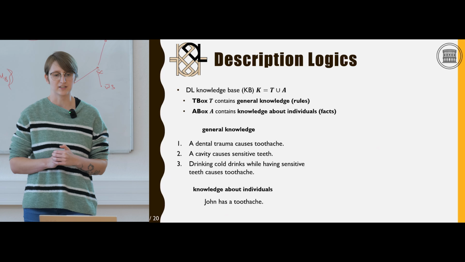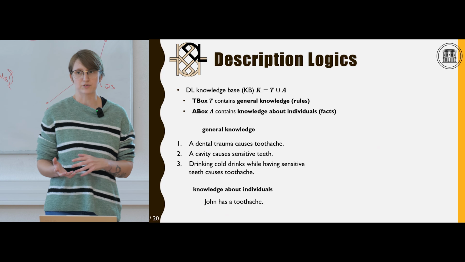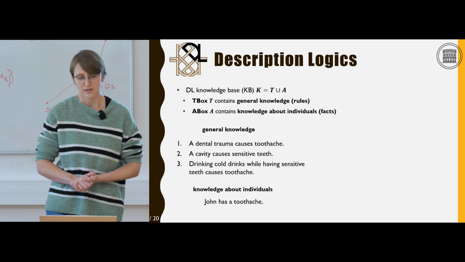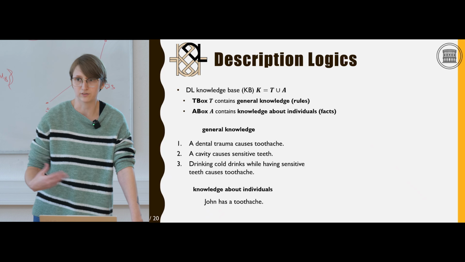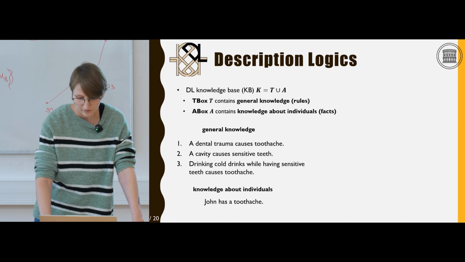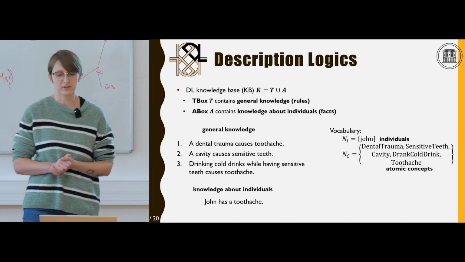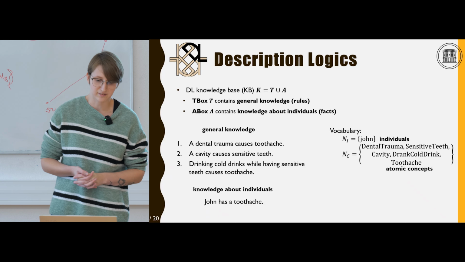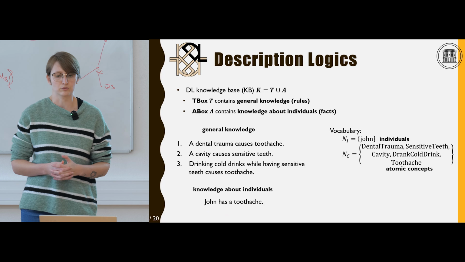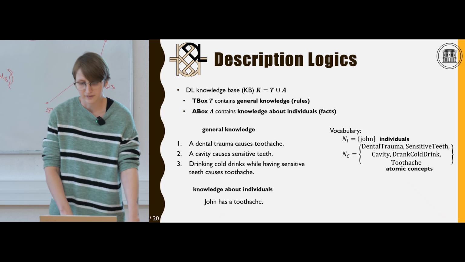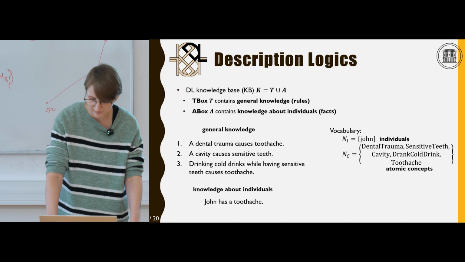We take those statements from the previous example, and toothache causes are basically our general knowledge, and then the fact that John has a toothache is some kind of knowledge about an individual. When we want to formalize it, we should introduce vocabulary. So we have a set of individuals that contains only John, and then we introduce some atomic concepts like dental trauma, sensitive teeth, cavity, drank cold drink, and toothache.